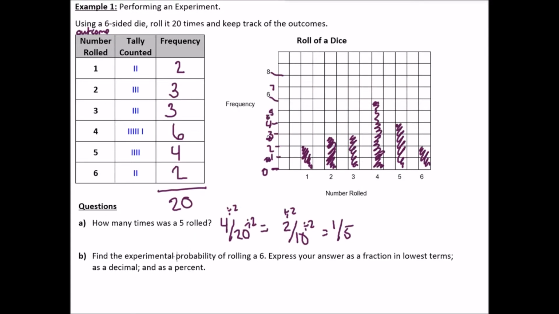So find the experimental probability of rolling a 6, and then let's express our answers as a fraction in lowest terms, as a decimal, and as a percent. Okay, a 6 was rolled twice. 2 out of 20 rolls. Okay, which is actually 1 out of 10.